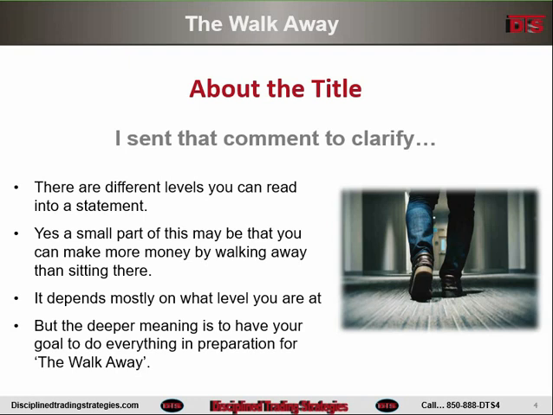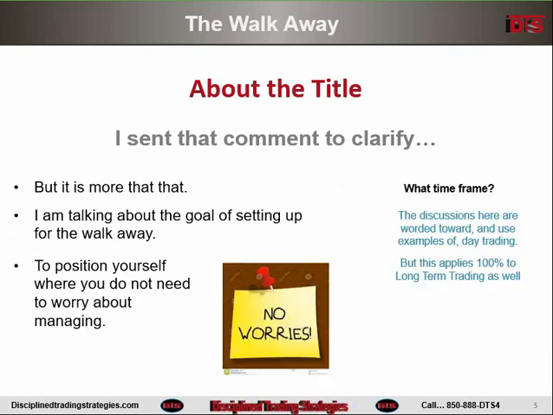The deeper meaning is that your goal is to do everything in preparation for the walkaway, preparing your day for the walkaway. But it's more than that. I'm talking about the goal of setting up for the walkaway, to position yourself where you do not need to worry about managing, no worries. So you have a goal of getting yourself to a certain point where you are comfortable leaving and you're able to leave and not worry about management, because in some situations it's tough to manage.